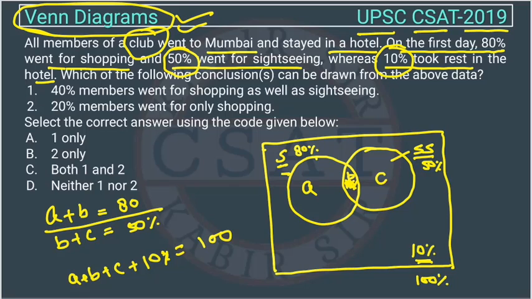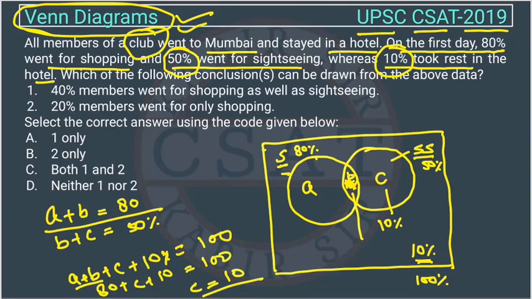A plus B is 80. This is C, this is 10, and this is 100. Then C will be 10. So C is 10%, right? If C is 10%, then what will be this? This will be 40, because the total is 50. This is 10, so this will be 40, or we can say 40%. If this is 40, total is 80, so A will be 40. So this will be 40, right?